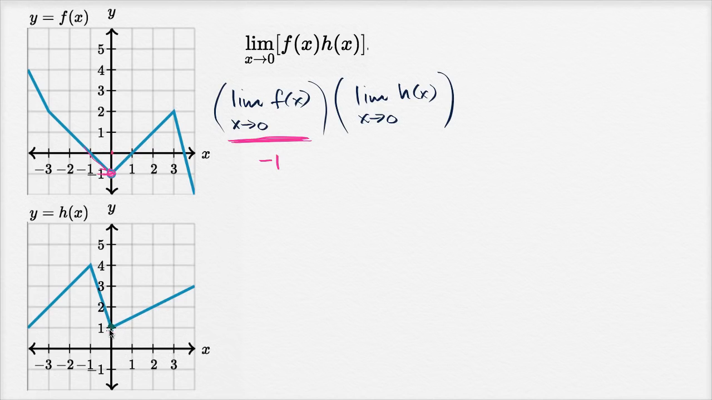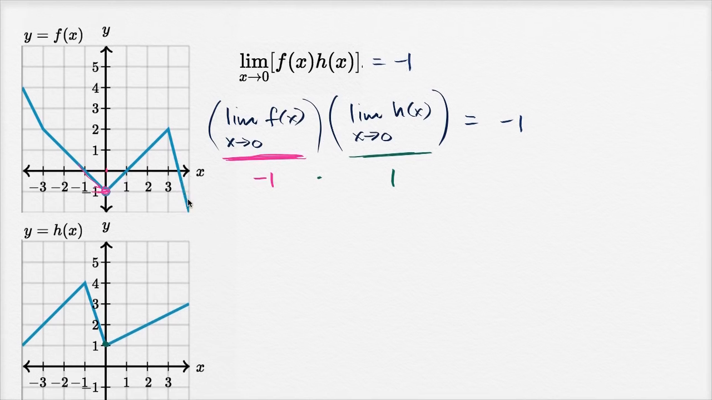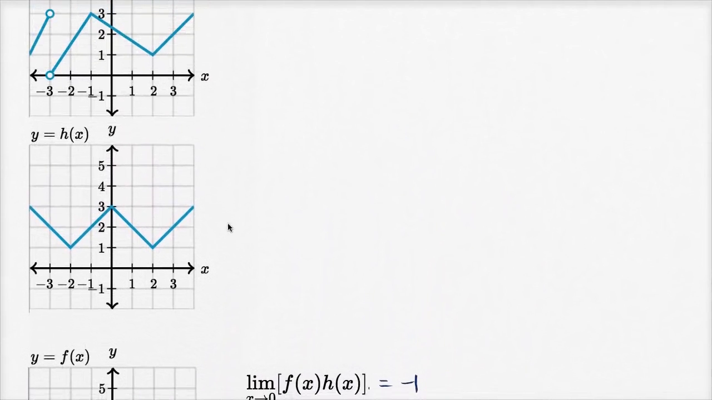And it makes sense that the function is defined at x equals 0, and the limit as x approaches 0 is equal to the value of the function at that point, because this is a continuous function. So this is 1. And so -1 times 1 is going to be equal to -1. So that is equal to -1. Let's do a few more of these.